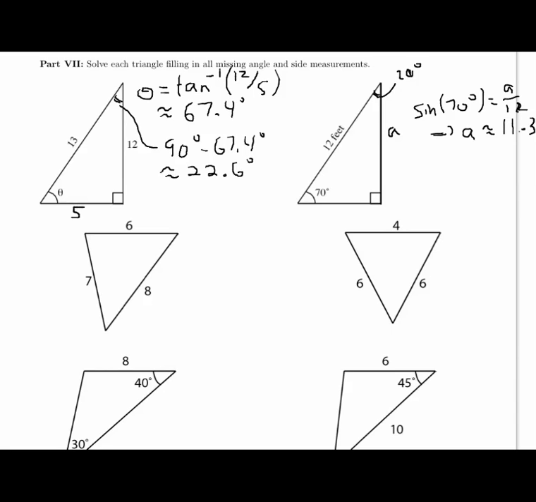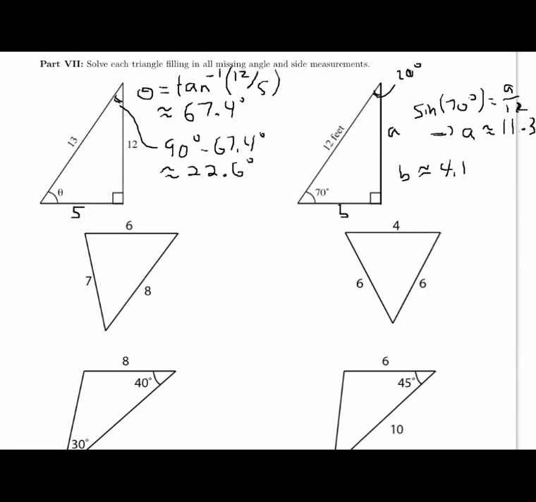And then similarly, if I'm trying to find b, I would use the cosine of 70 degrees, and I'll get b is approximately 4.1. So in this problem, there's no instructions for how to round these things, so I'm just rounding them off to the same decimal place everywhere on the test. If I ask you for a certain number of decimal places, then that's what you should stick with.